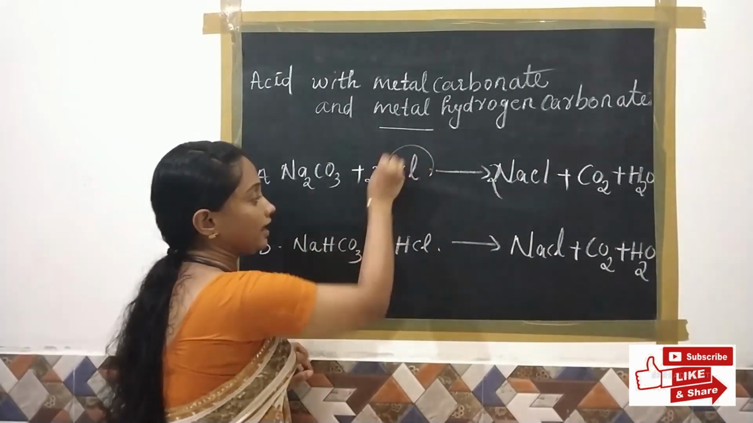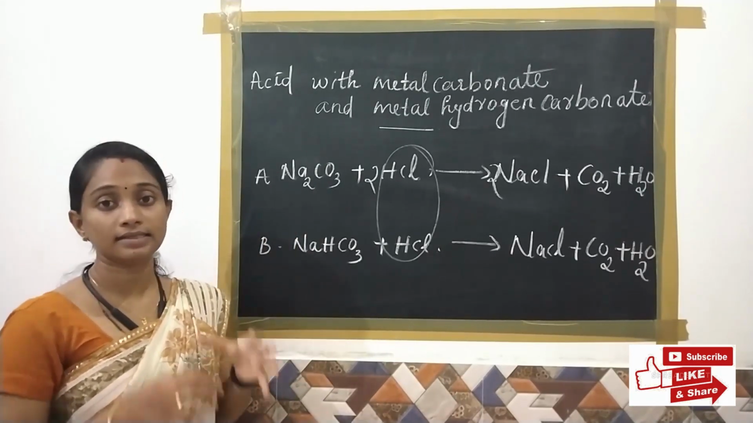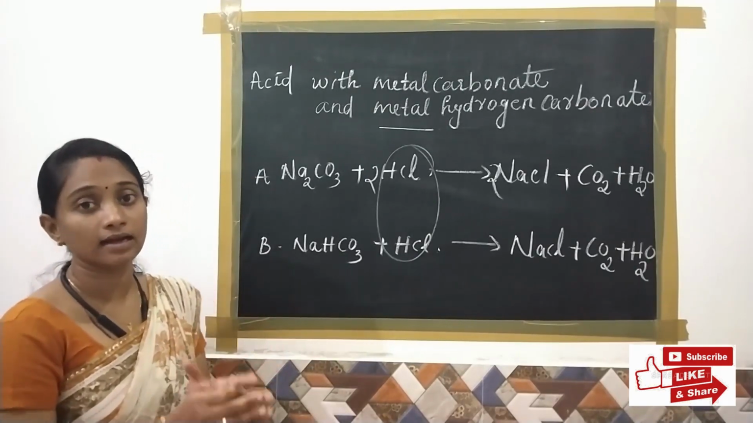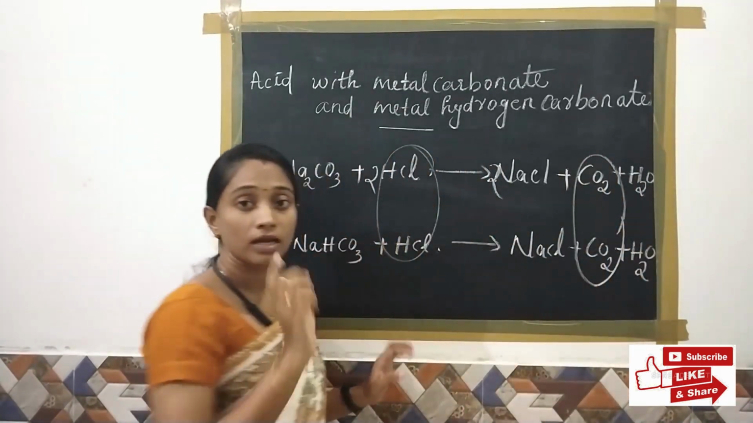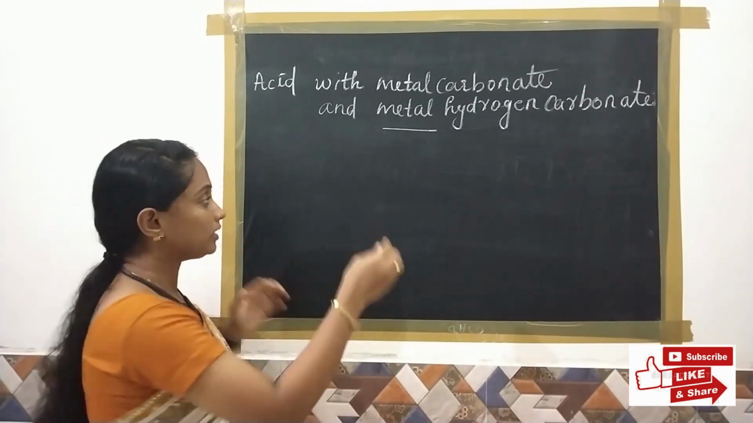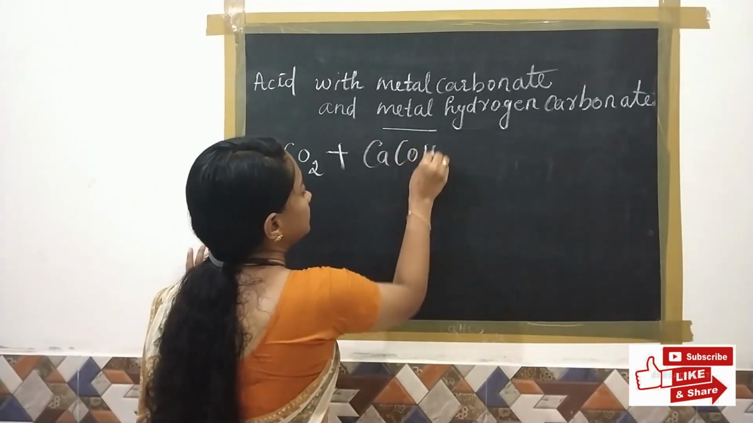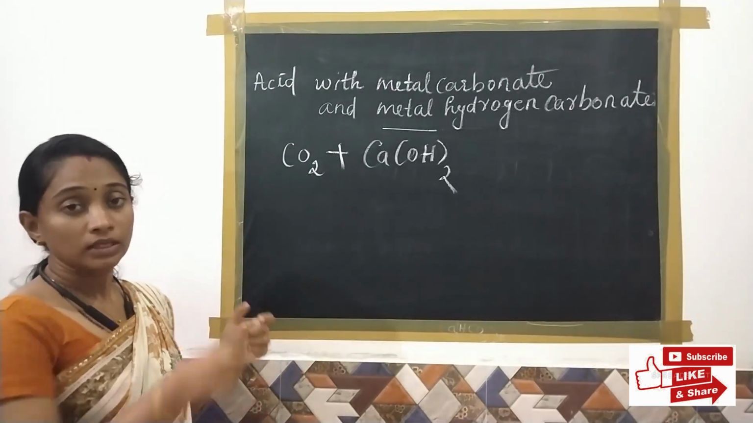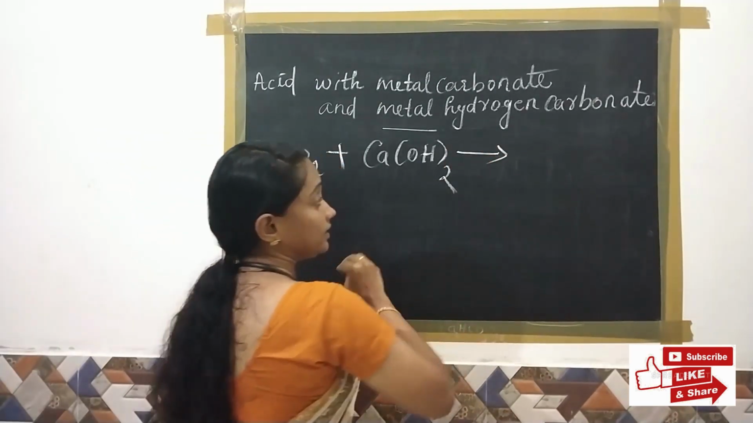When hydrochloric acid is added to both test tubes, the reaction starts immediately with a brisk effervescence. It shows that a certain gas is involved, that is carbon dioxide gas. And when that carbon dioxide gas is passed through lime water, that is calcium hydroxide, the lime water turns milky due to the formation of insoluble calcium carbonate.